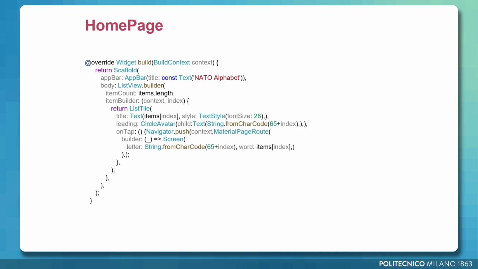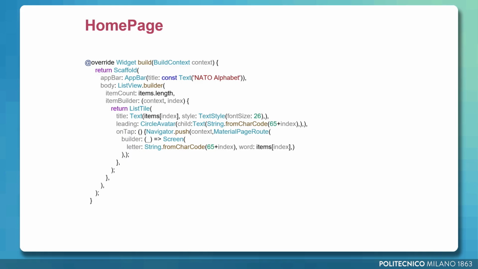Now that we have all the ingredients, we can focus again on the build method. As usual, we return a scaffold. The app bar is very simple, with a basic title as NATO alphabet. The interesting part, however, is the body of the scaffold, which is now a list view. To create a dynamic list, we use ListView.builder.